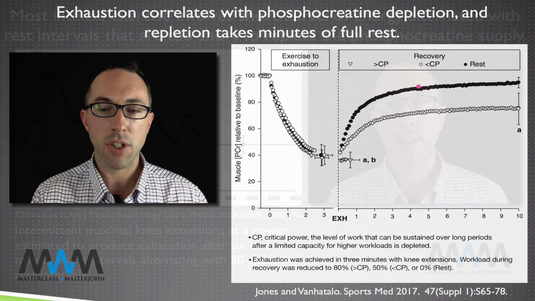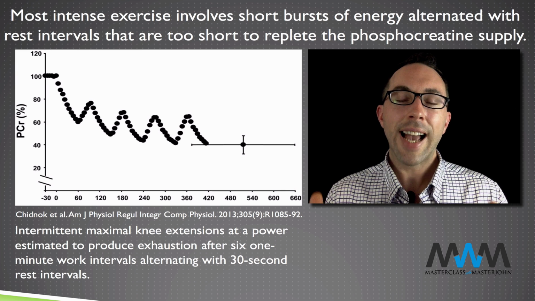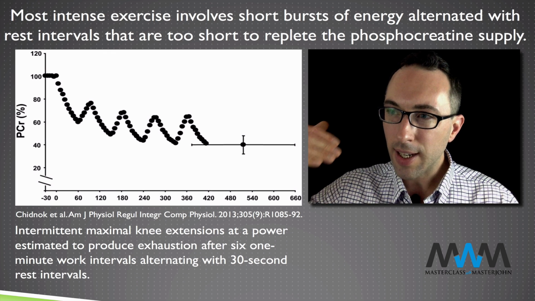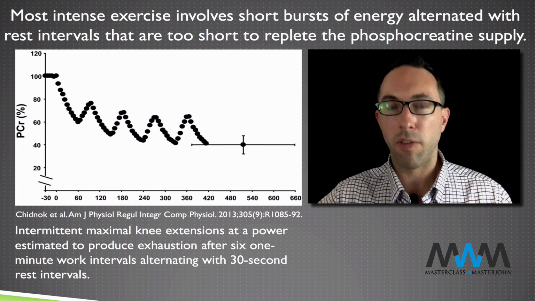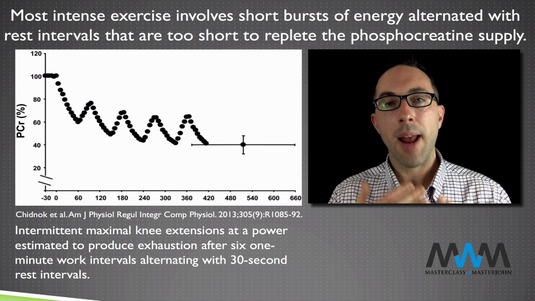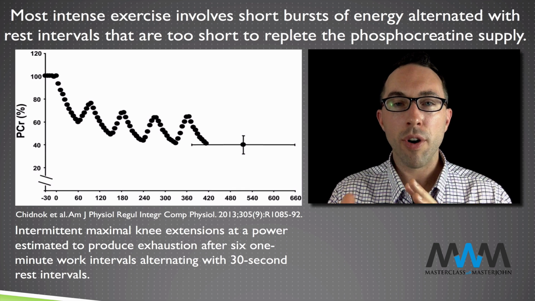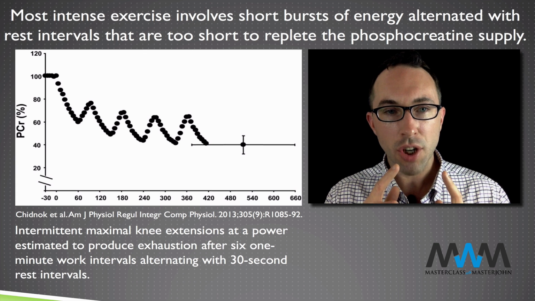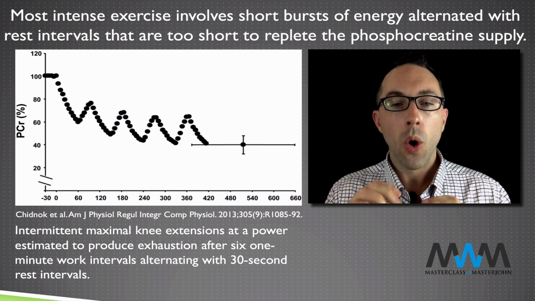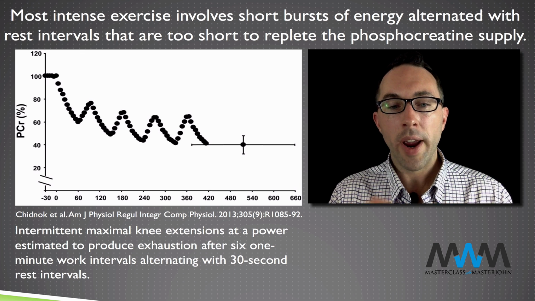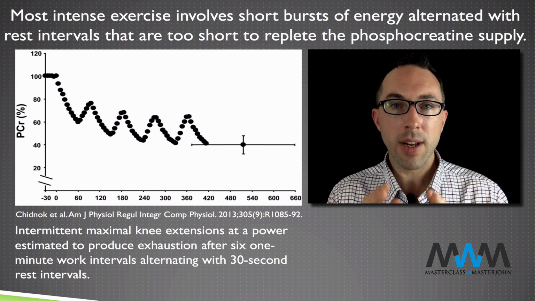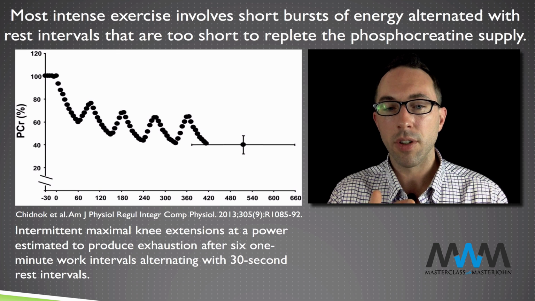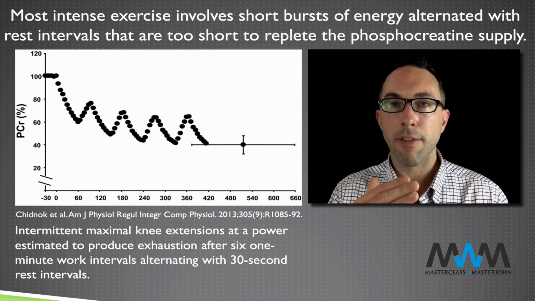Now, if we're looking at athletic performance, usually we're not looking at total, consistent, exhaustive work over 3 minutes. Usually we're looking at bouncing back and forth between work, rest, or something in between. And in the data that are shown on this screen, we're seeing interval work where knee extensions were done at a power that was estimated to produce exhaustion after 6 1-minute intervals alternating with 30 seconds of rest in between each interval.